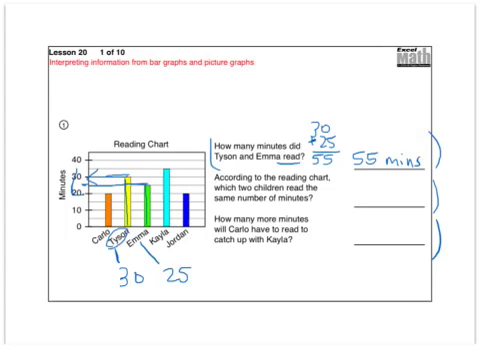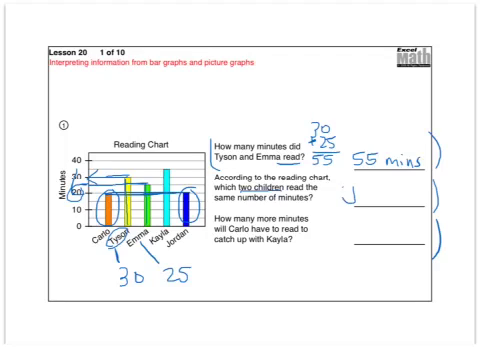According to the reading chart, which 2 children read the same number of minutes? To determine that, all you have to do is look at the bars and see which 2 are at the same height. And you can see that these 2 bars right here, this blue one at the end and the orange one, came up to the same place. And the question says, which 2 children? I bet some of you might have put 20 for your answer, but it doesn't ask you how many minutes they read. It just says which 2 children. So you had to write down the names of those 2 children.